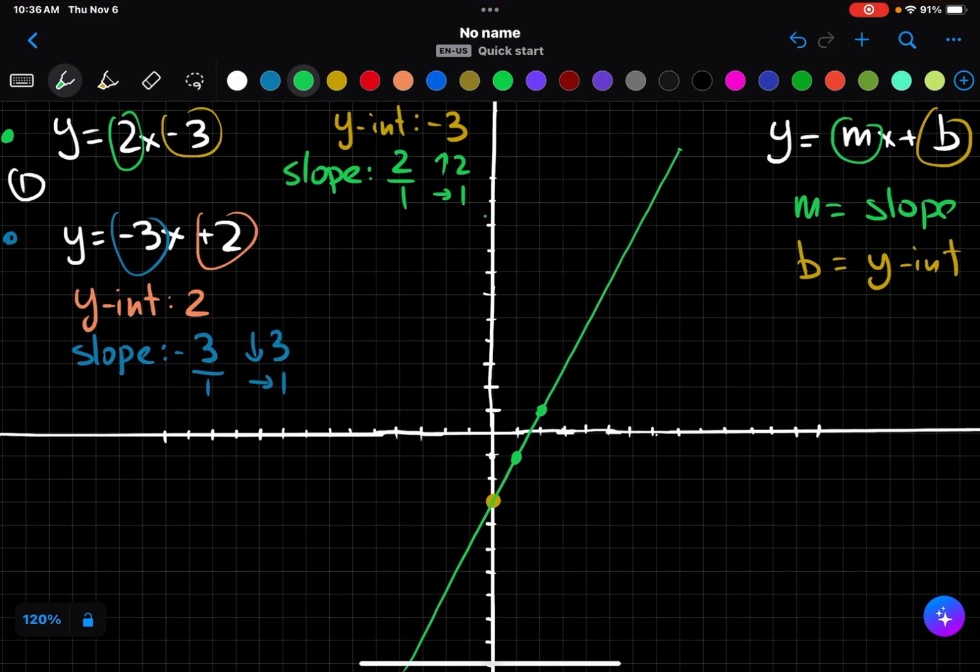That's not bad. And then we're going to go ahead and graph the blue equation. That has a y-intercept of 2, so it starts at 2. And then the slope tells us to go down 3 to the right 1. So that's our first point. And then down 3 to the right 1. That's another point right there. And then let's go ahead and graph it.